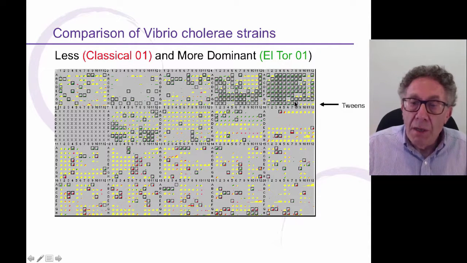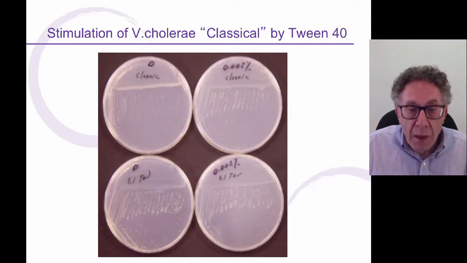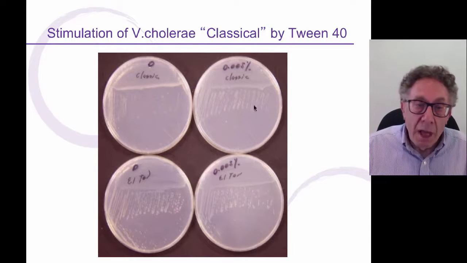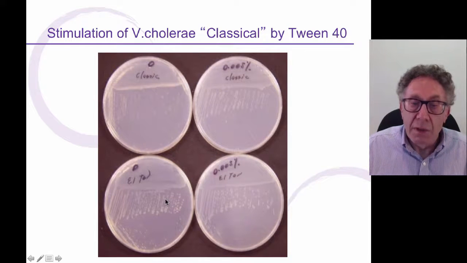We see a lot of differences in their metabolic properties, but one that was particularly salient here was that we noticed that the classical strain did not grow very well unless it was supplemented with tweens in plate number 5 here. And what this is telling us is that the El Tor strain does not require tweens for growth, but the classical strain does. And so we confirm that by just growing them on an agar medium, minimal medium. The classical strain without tweens grows very, very poorly. It grows much more strongly when you add tween, whereas the El Tor strain is indifferent to the presence of tweens.